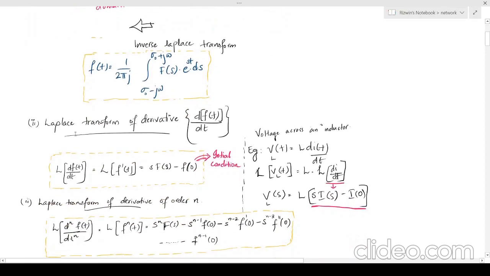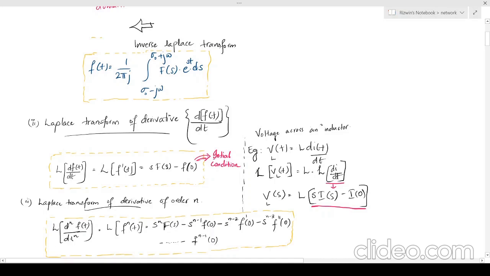Now let's see the Laplace transform of a derivative of a function f of t as shown in the bracket. If we take the Laplace transform of a derivative of f of t, we will get Laplace of f dash of t is equal to s F of s minus f0, where f0 means the value of the function when the time is 0, t equal to 0. So it is referred to as the initial condition.